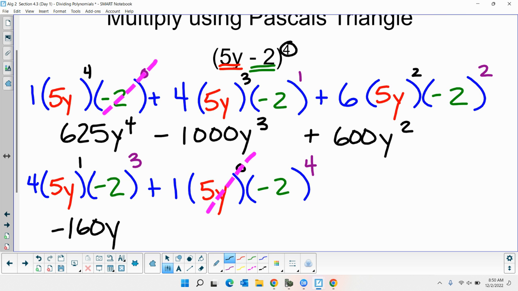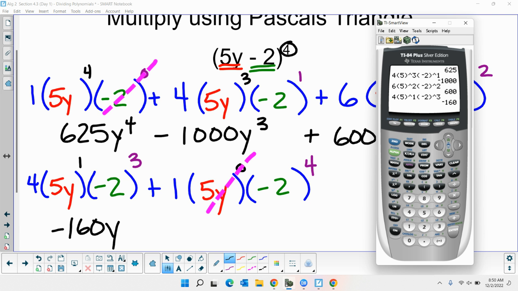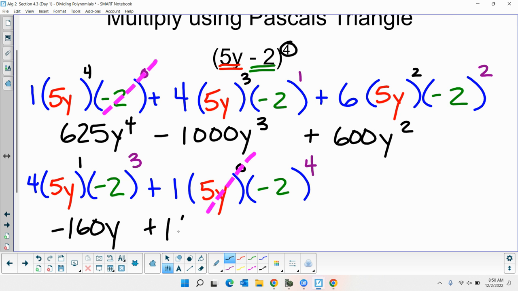Y to the first. And then basically all this is negative 2 to the 4th. So I think I would just put that into my calculator. Negative 2 to the 4th, and get 16 positive. So that's our answer. 625 y to the 4th minus 1,000 y to the 3rd plus 600 y to the 2nd minus 160 y plus 16.